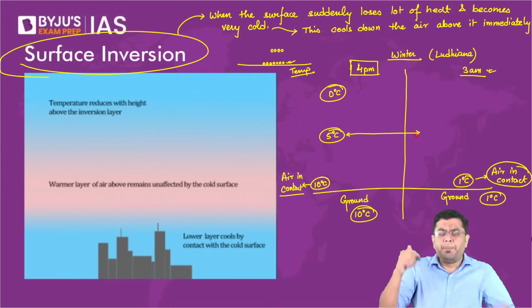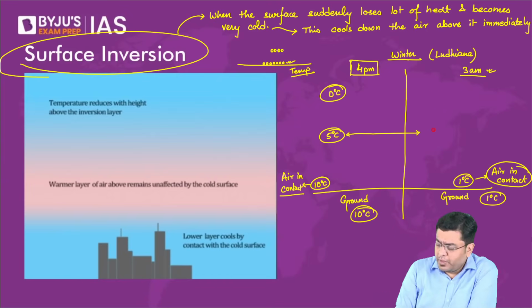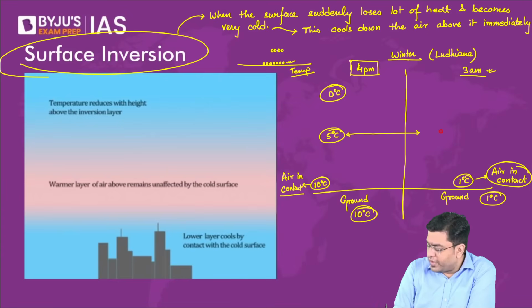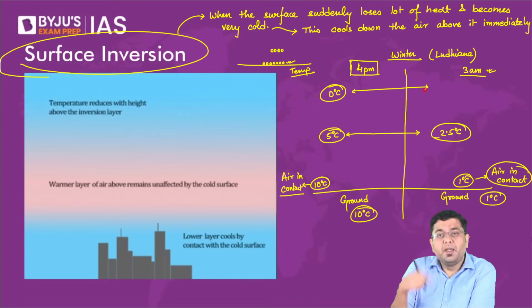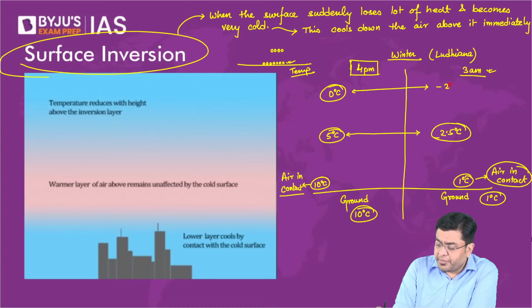So here, let's assume the temperature has reduced at this height also. But it has reduced to around 2 degrees Celsius or 2.5 degrees Celsius. Here also it has reduced, let's suppose at this particular height. Here also temperature has reduced to around, let's assume, minus 2 degrees Celsius.